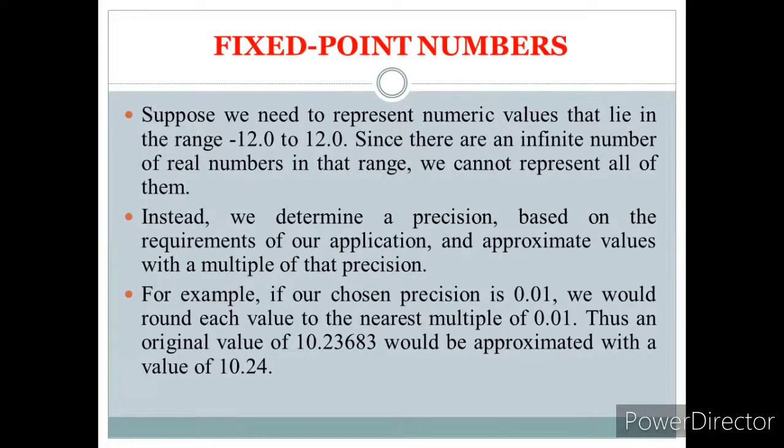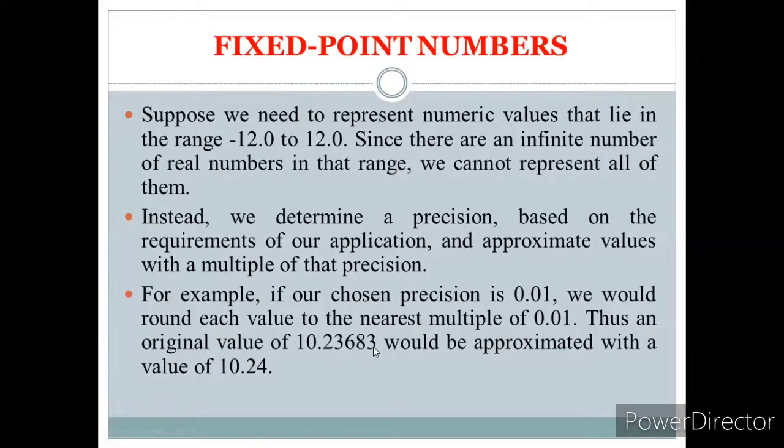Now let us represent numbers in the fixed point format. If we take a range of numbers from minus 12.0 to plus 12.0, there are an infinite number of real numbers in that range. We cannot represent all of them, but we can determine a precision for the number. So what does precision mean? We are rounding off to the nearest number. For example, if you choose a precision of 0.01, it means that after the decimal point we are rounding off to 2 digits. So, let us take a simple example.